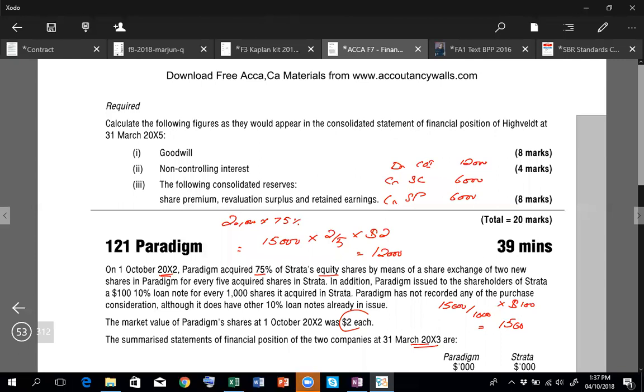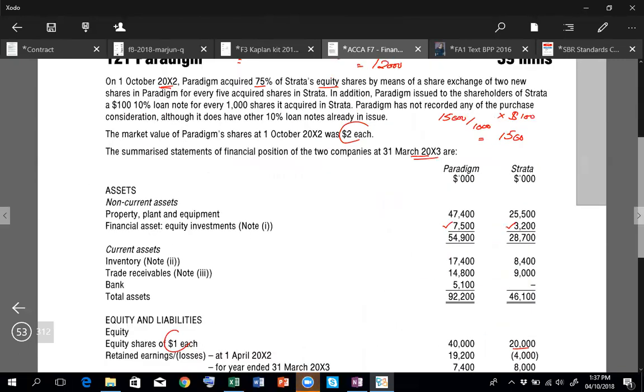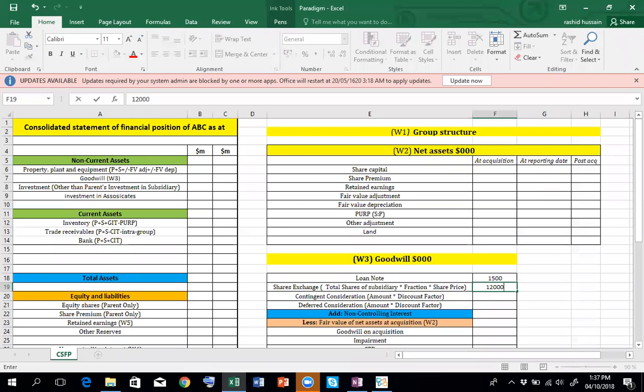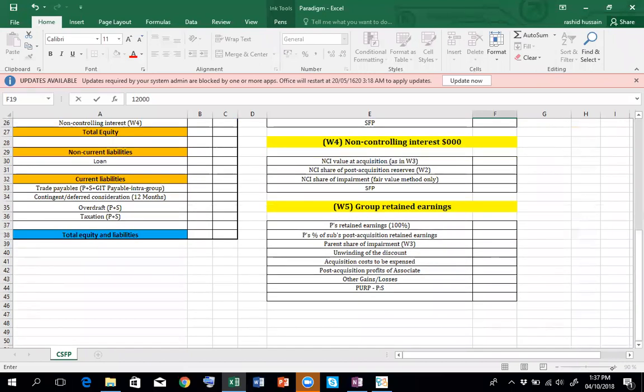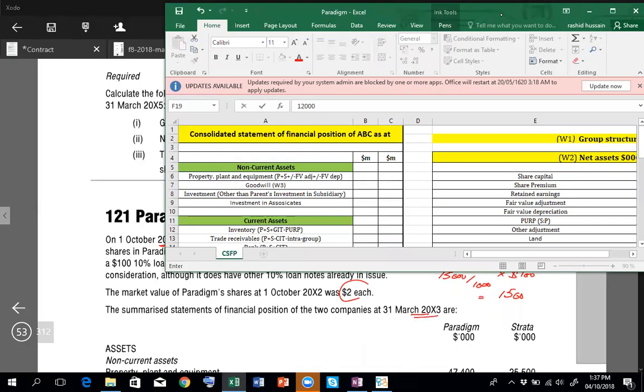All right, so now we have read the complete question, and now we can just plot the figures into the Excel sheet. Okay, so let's go back to the Excel sheet. We have already plotted the loan note of the 1,500. And let's just zoom it in. Okay.